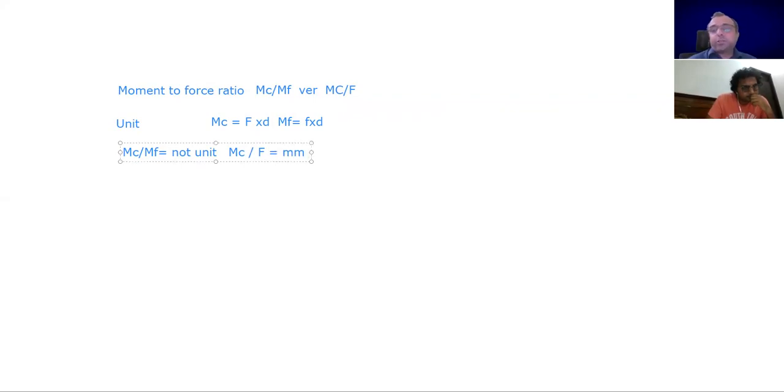Which article, Hasan, mentioned that it has a unit? In some old articles it was mentioned, in a basic article by Isaacson and Burstone, almost in the 1970s. Even I remember that in a letter to the editor in AJO, someone mentioned that MC over F, the moment of couple to force ratio, has a unit, because these are not similar terms, so we cannot make a ratio of it. The unit would most probably be millimeter, because the force will dissipate, but the distance will remain in the moment of couple, so it would have a unit.